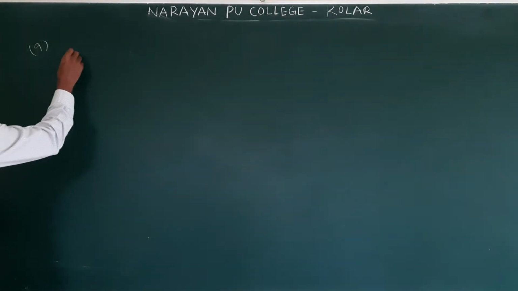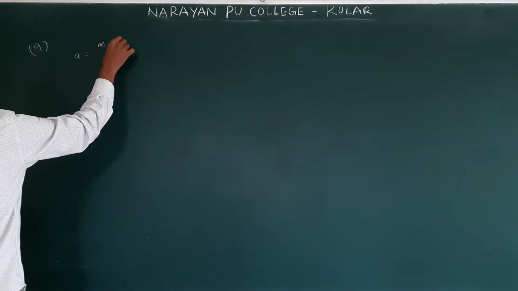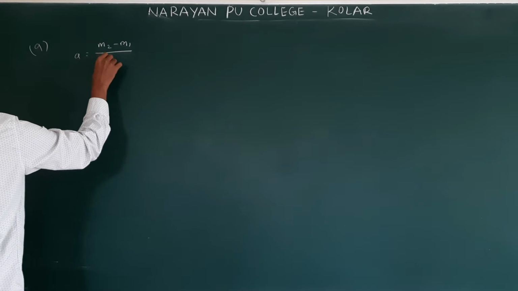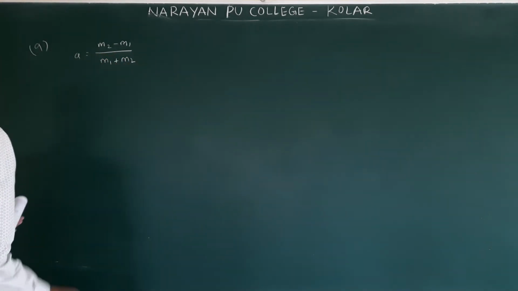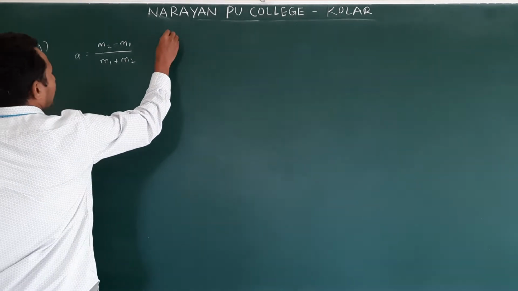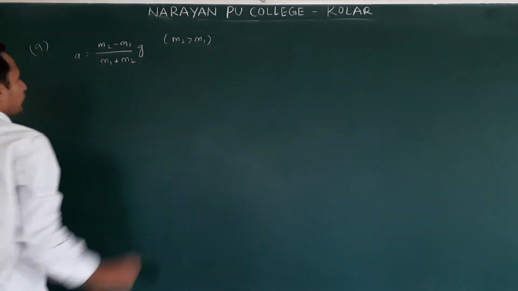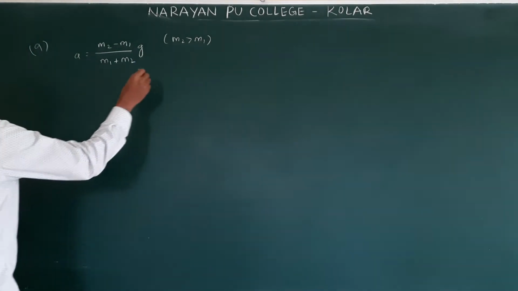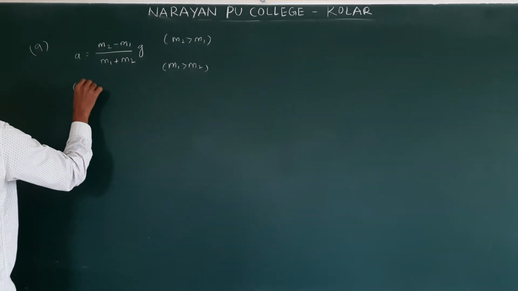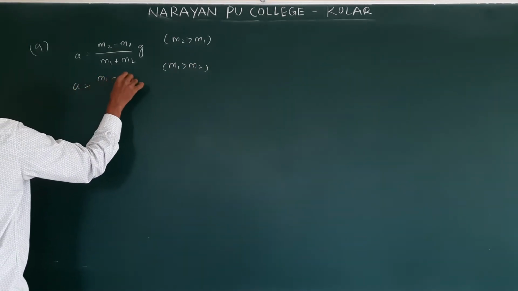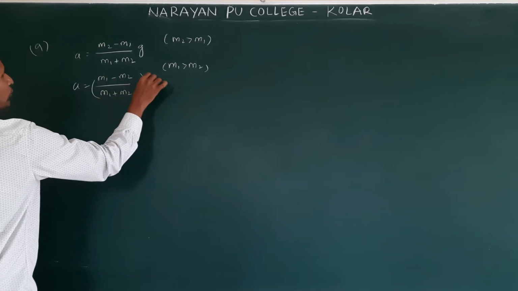What is the acceleration formula? A is equal to (m2 minus m1) by (m1 plus m2) into g. Here, if m2 is greater than m1, this is the formula. If m1 is greater than m2, then the formula is A is equal to (m1 minus m2) by (m1 plus m2) into g.